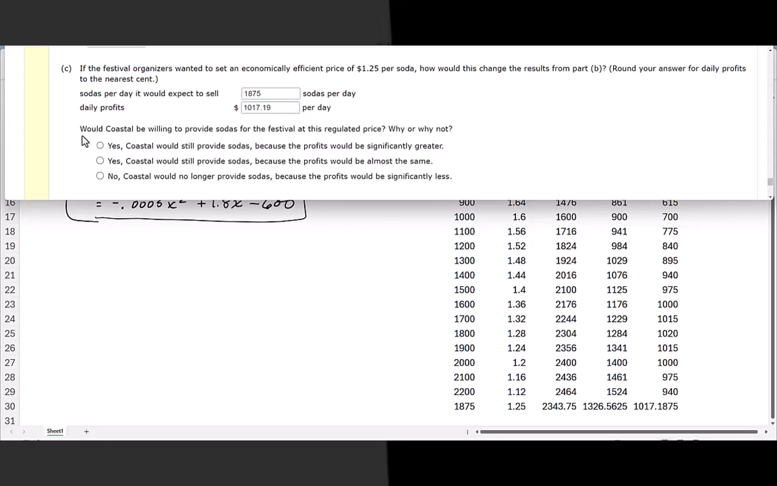Would Coastal be willing to provide the sodas? Yes, because the profits would be significantly greater. No. Yes, because the profits would be almost the same.